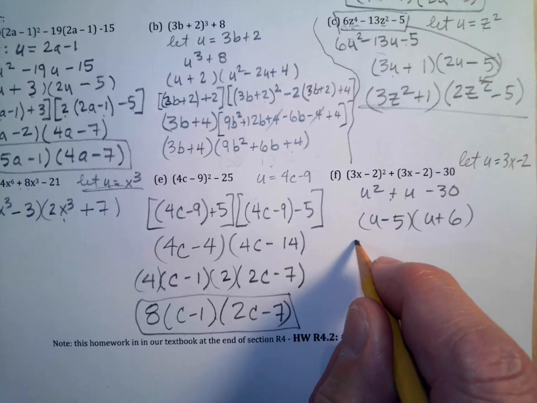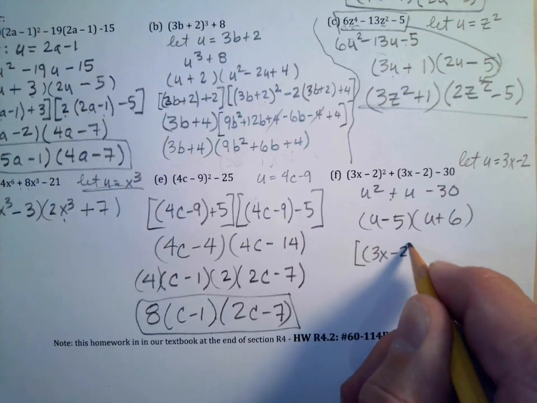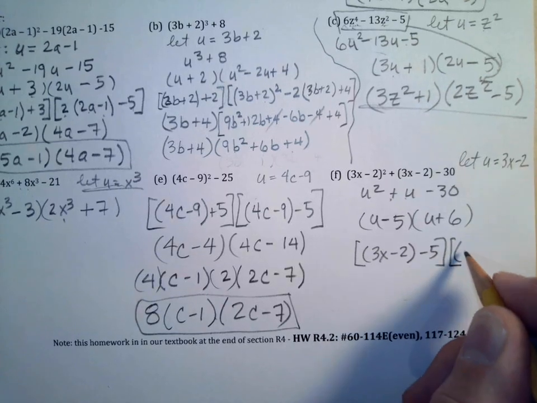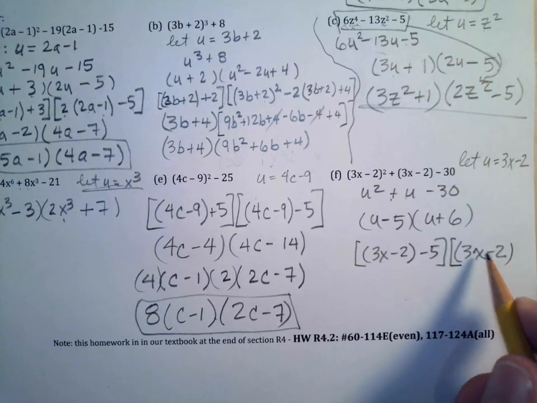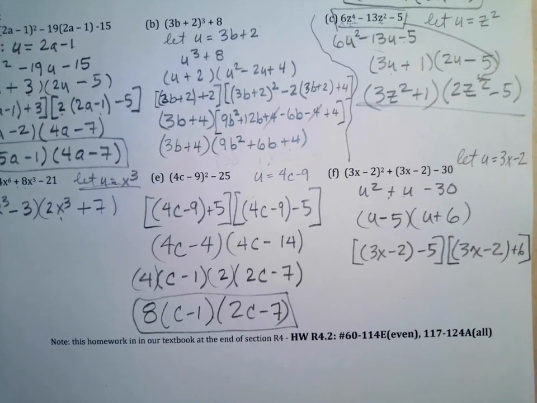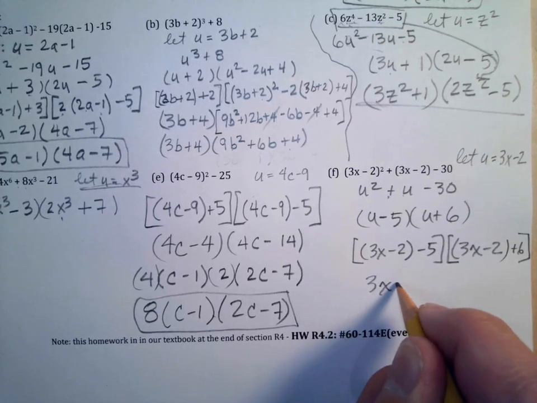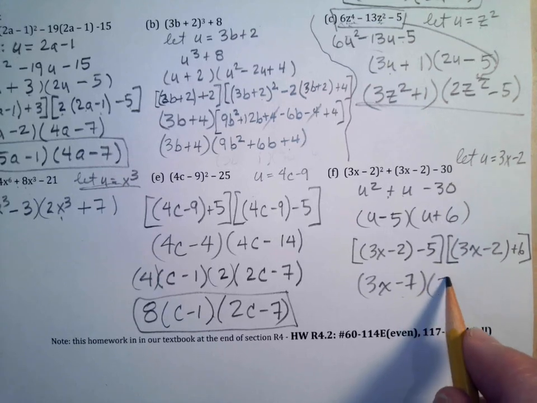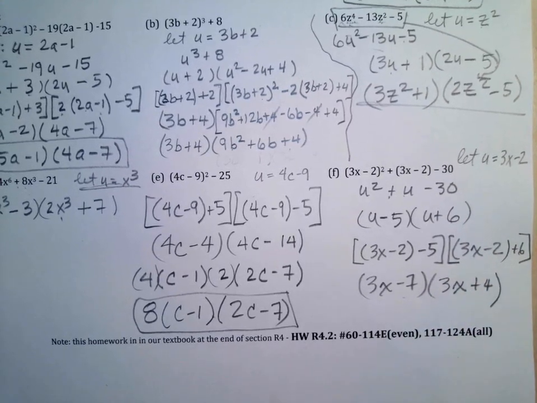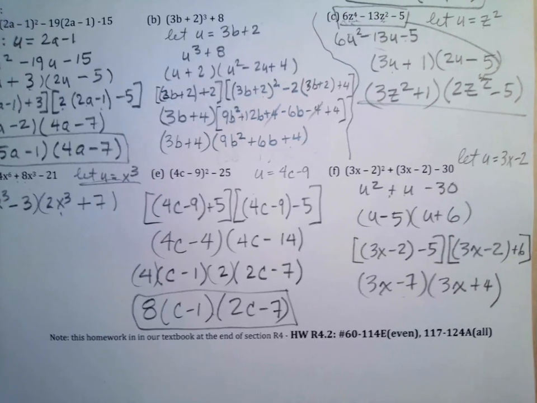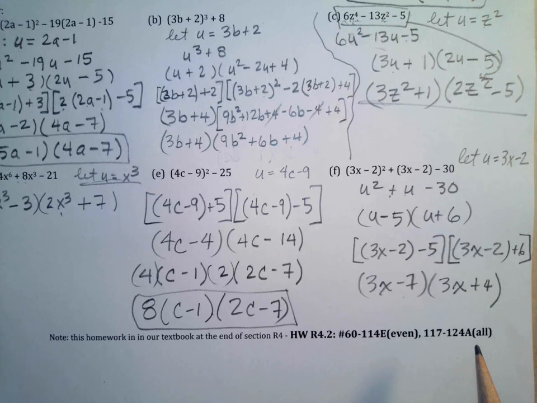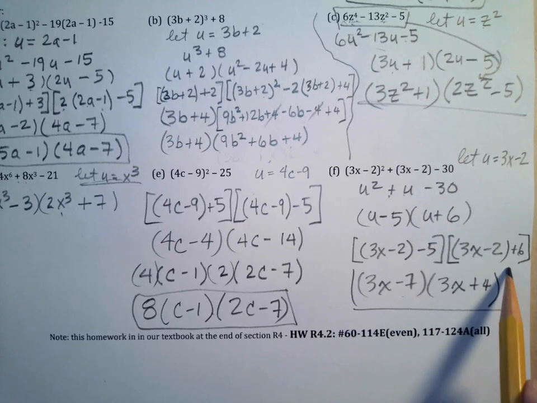All right, and so let's unsubstitute. We have 3x minus 2 minus 5, and 3x minus 2 plus 6. All right, and then we just want to simplify inside. So 3x minus 7, and that will be 3x plus 4. Okay, yeah, I think that's right. I'm looking at my answer key, and I think I wrote it wrong last time when I was doing that. Yeah, so my answer key is wrong. This is correct. Okay. All right.